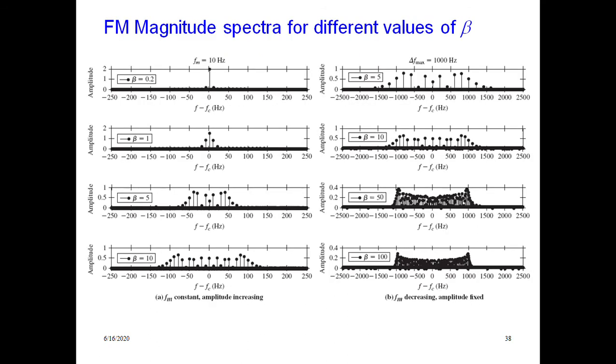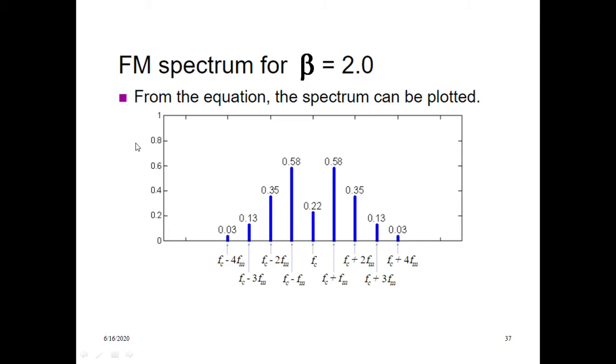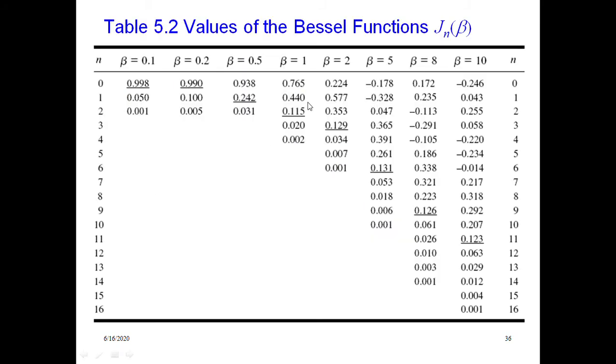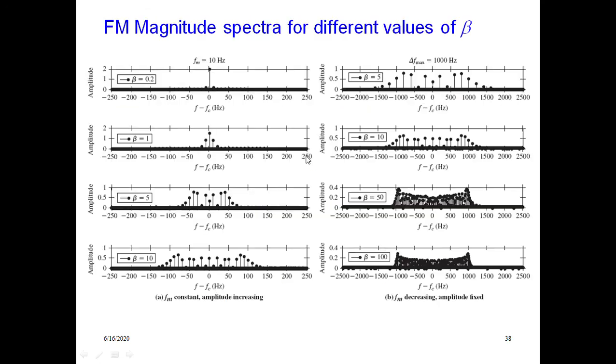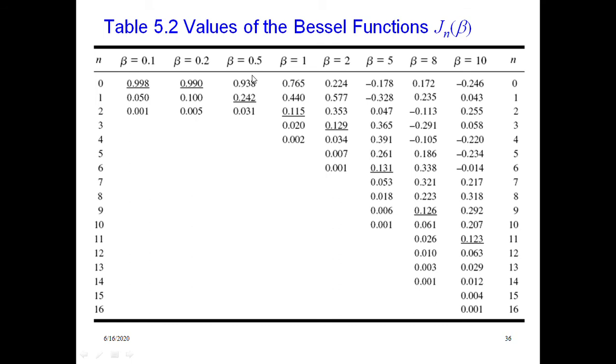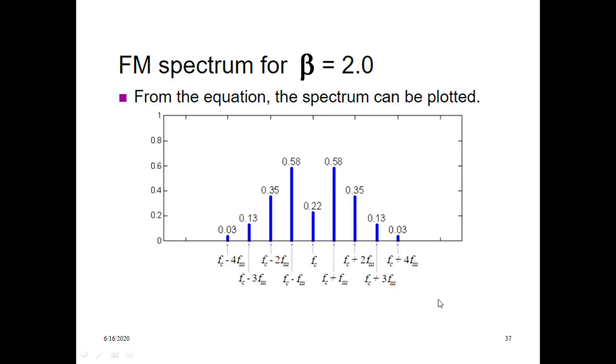So this is also some of the magnitude spectra for different values of beta. For beta equal to 1, just now we saw, we have 1, 2, 3, 4 sidebands. This very small one is negligible. But if you want to plot in the exam and you're not sure whether to plot this or not, you can just plot it, but it is almost 0, 0.002. This one is 0.02. I think they put the marks for you. So after that is negligible.